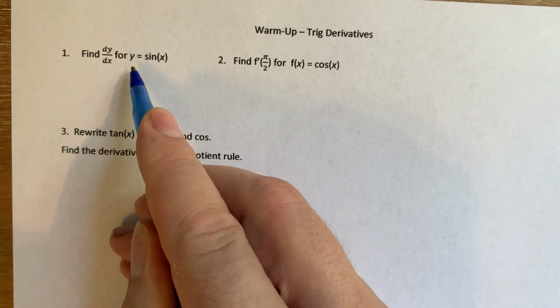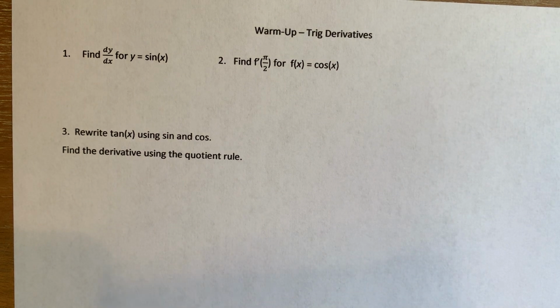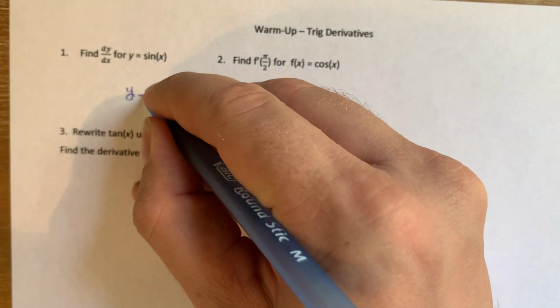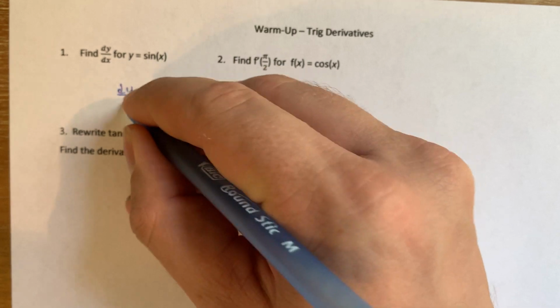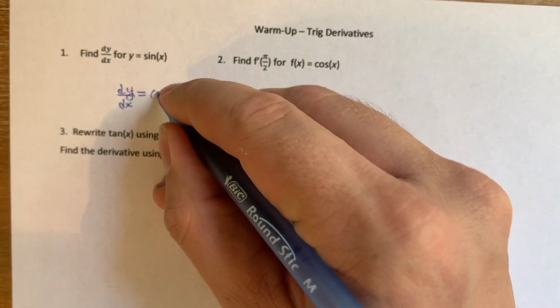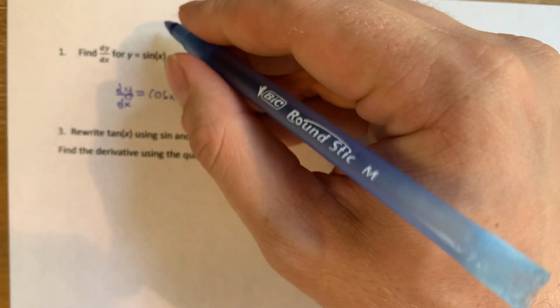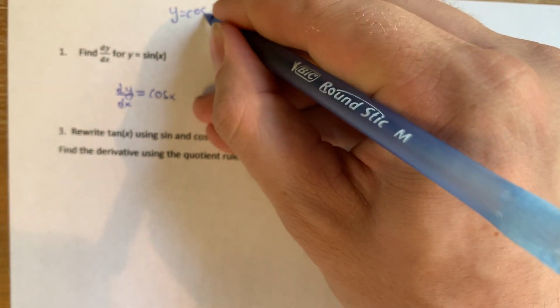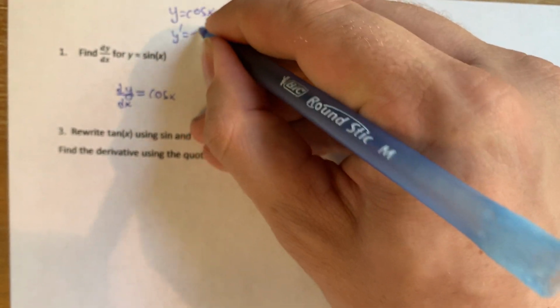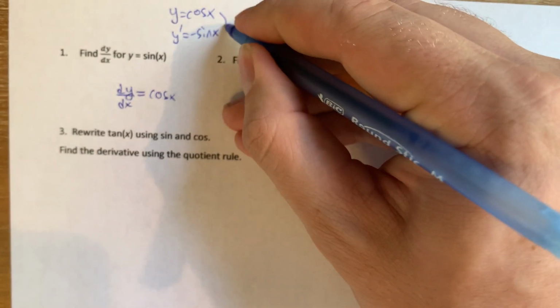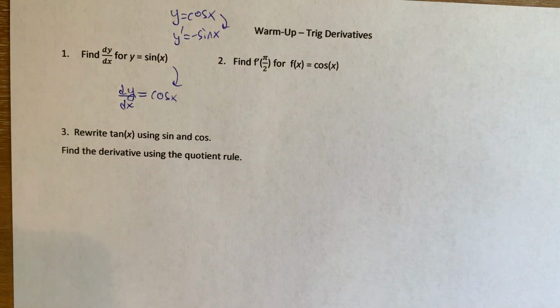Find dy dx if y equals sine of x. And hopefully we've all memorized it at this point and know that y prime or dy dx is equal to cosine of x. Similarly, the derivative of cosine of x, if we have y equals cosine of x, is negative sine of x. So these are the two basic trig derivatives we should know.